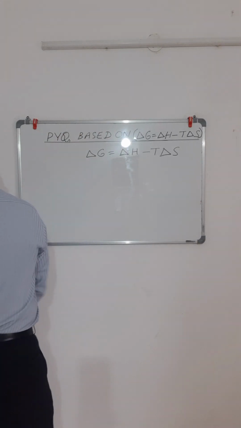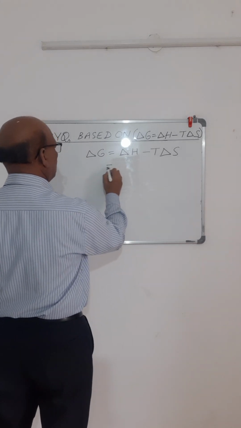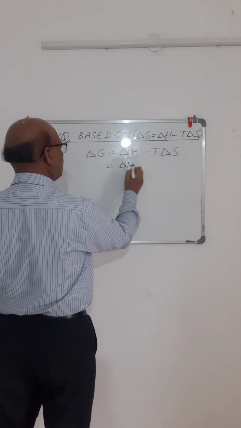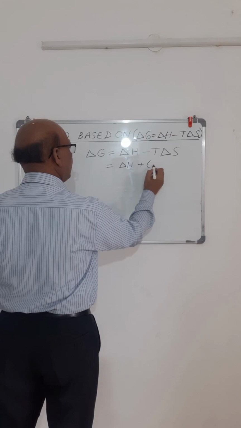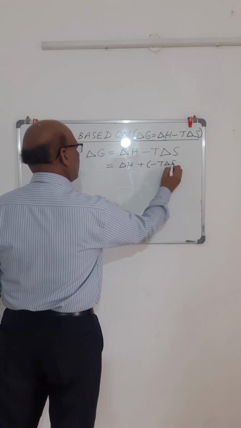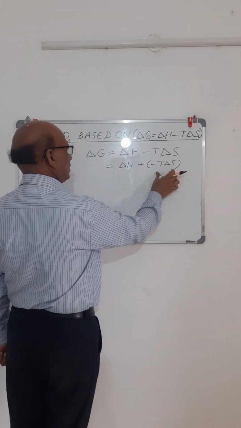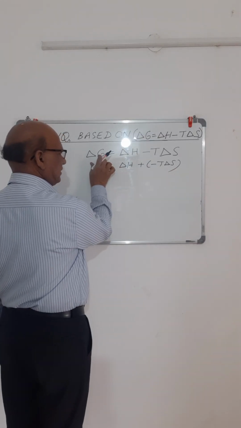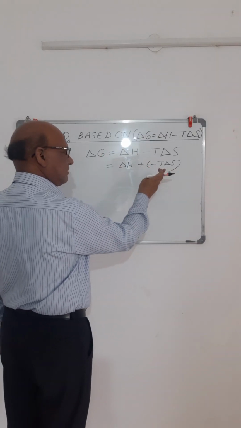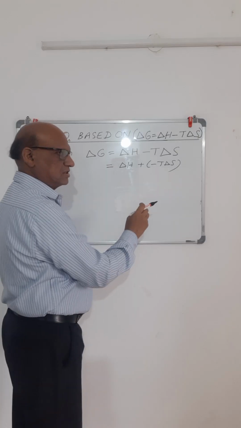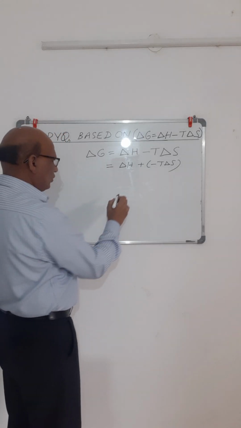तो उसके लिए हम इस रिएक्शन इक्वेशन को दो, we can write this as the summation of two terms, that is delta H plus minus T delta S. अगर हमारे दोनों टर्म्स नेगेटिव हो जाते हैं, then delta G will be negative irrespective of the temperature, and in this case the forward reaction will be spontaneous.